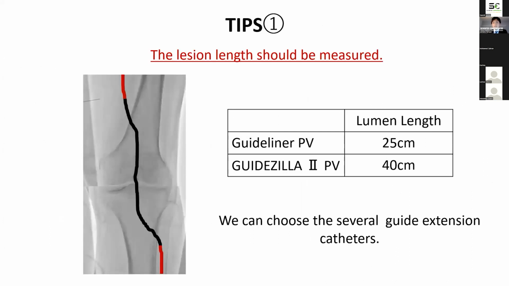First, the lesion length should be measured. The guide extension catheter, which has enough length to cover the lesion, should be selected. Guidezilla PV has 25 centimeter lumen length. Guidezilla 2 PV has 40 centimeter lumen length. We can choose 2 types of them, depending on the lesion length in Japan.